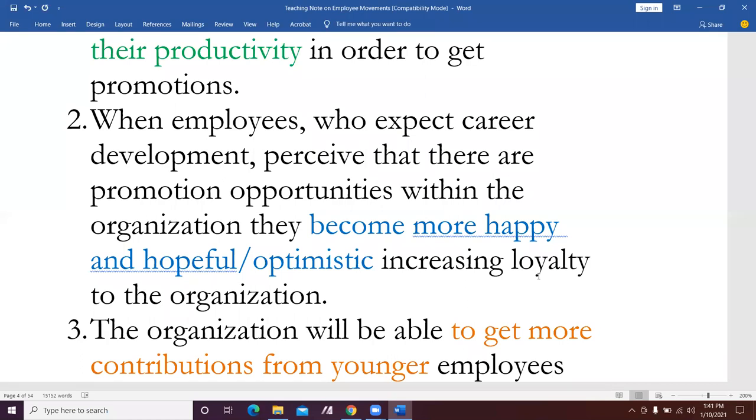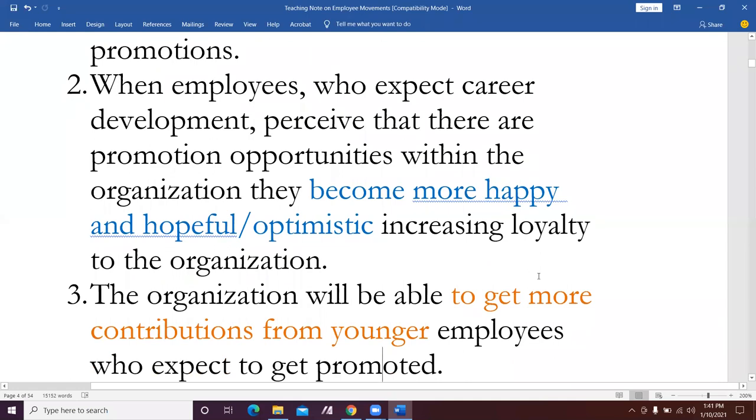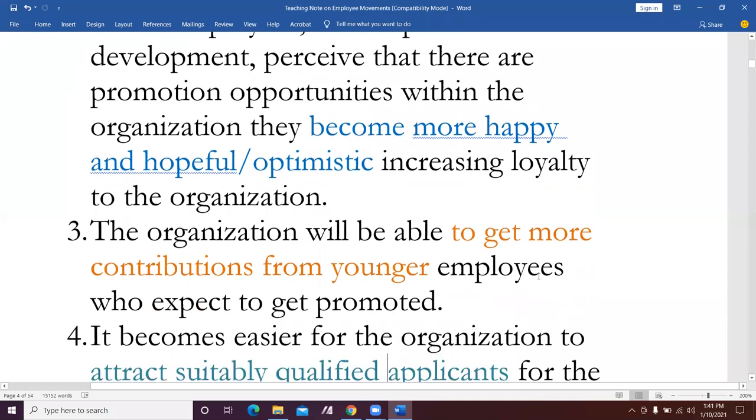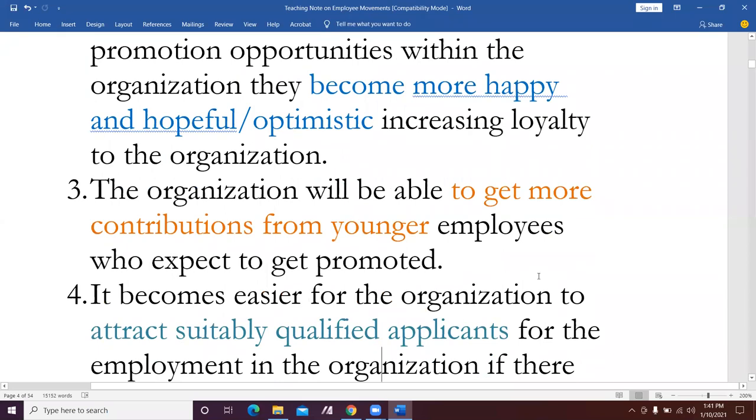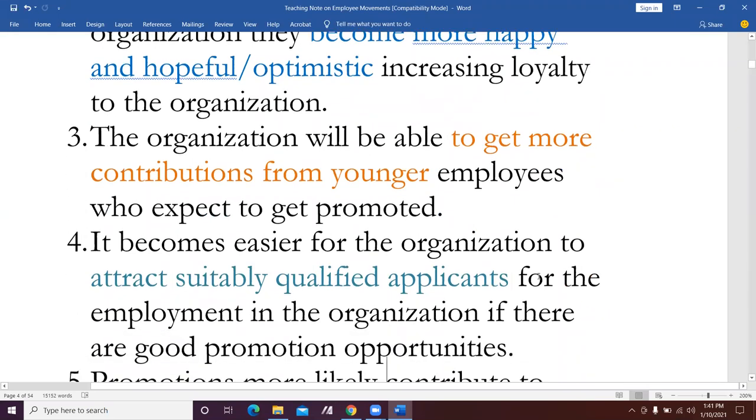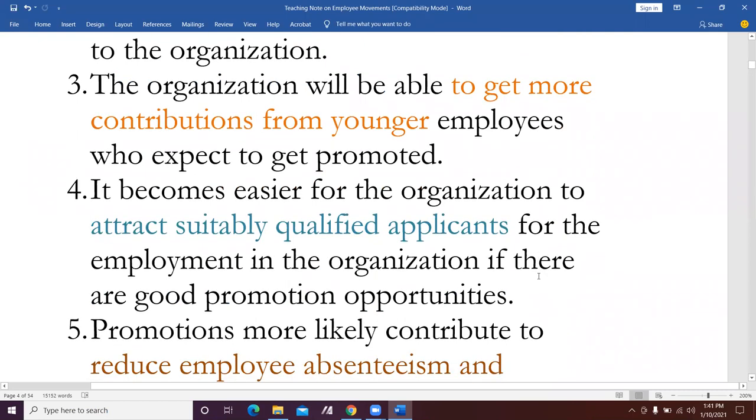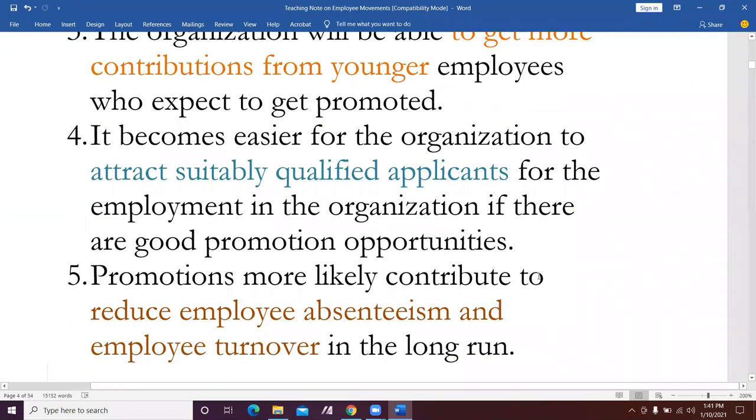In terms of organizational behavior, the organizational commitment of the employee will get increased. Then the organization will be able to get more contribution from younger employees who expect to get promoted. Also, the organization will be in a position to attract suitably qualified applicants. If there are good promotion opportunities, qualified applicants will get attracted, and then they will decide to apply for job vacancies of the organization.